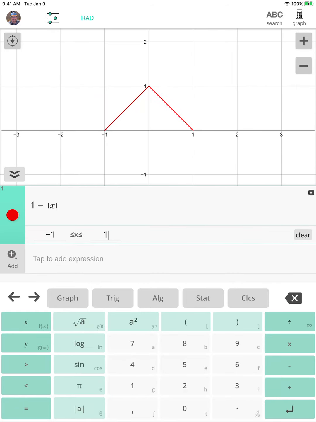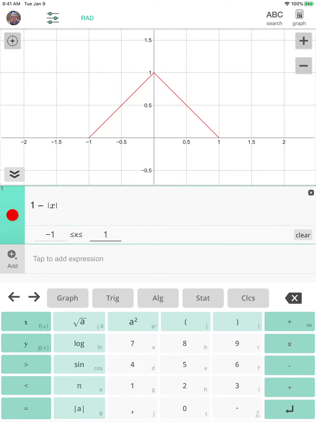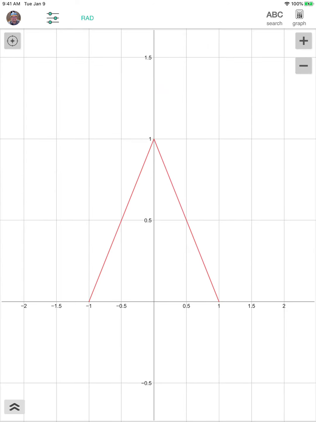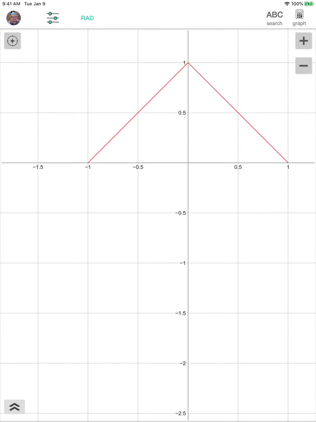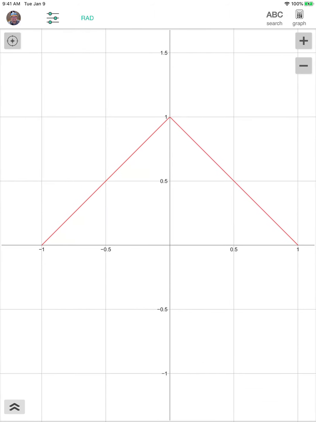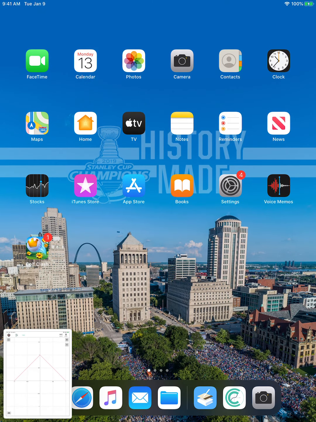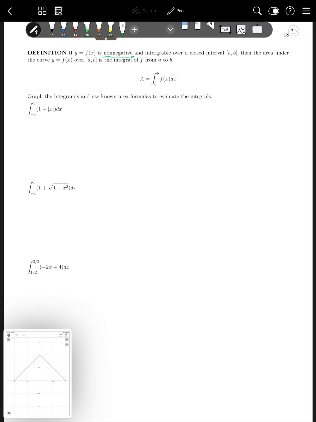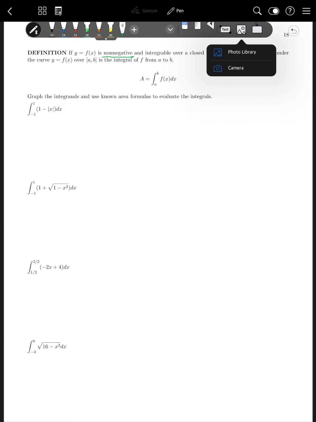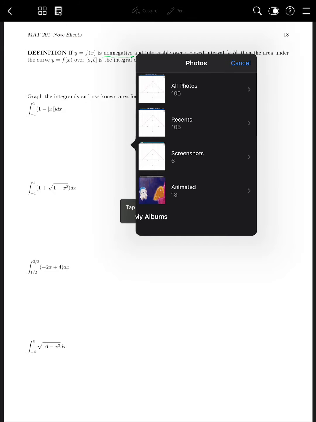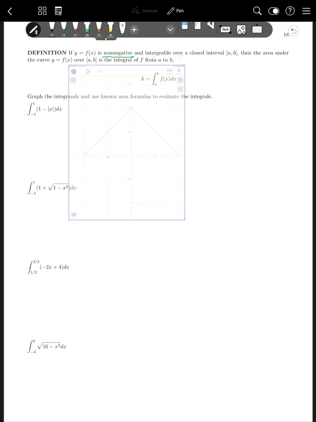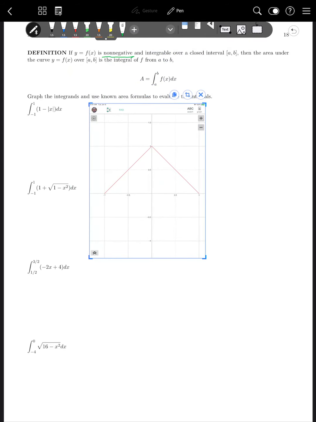And so if we look at this graph, what we can see, and actually if I wanted to, we could copy and paste this into our notes here. So if I plug this into my problem, so this is for this first one.